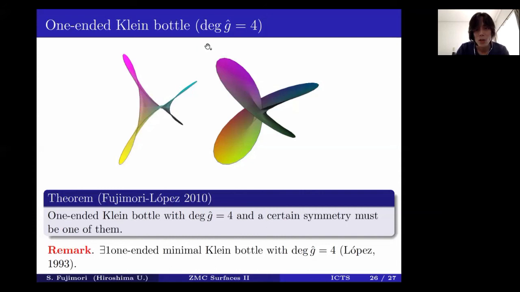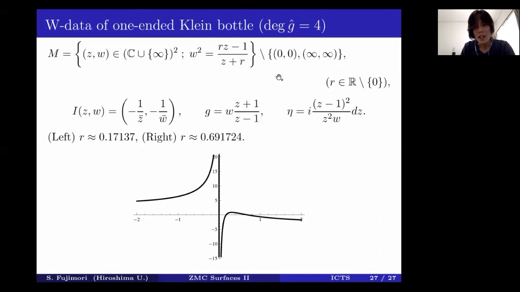For the minimal surface case, Lopez proved that there is only one Klein bottle. But in this case, we have two maximal surfaces. So this is different. And these are the Weierstrass data. These data are similar to the ones of the one-ended minimal Klein bottles.